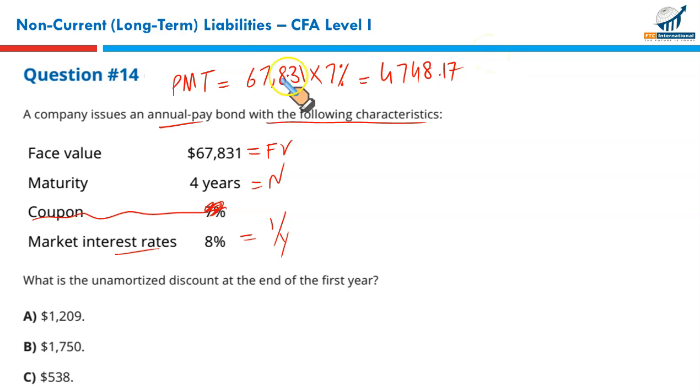So we have these four variables. Using this, we can calculate our present value. Why are we doing all this? We need to find what is the unamortized discount at the end. We can't calculate amortization or unamortization unless we know what was the present value of the bond at which it was issued. And then I will explain what is amortization of discount and what is discount itself. Everything is coming your way in a minute.